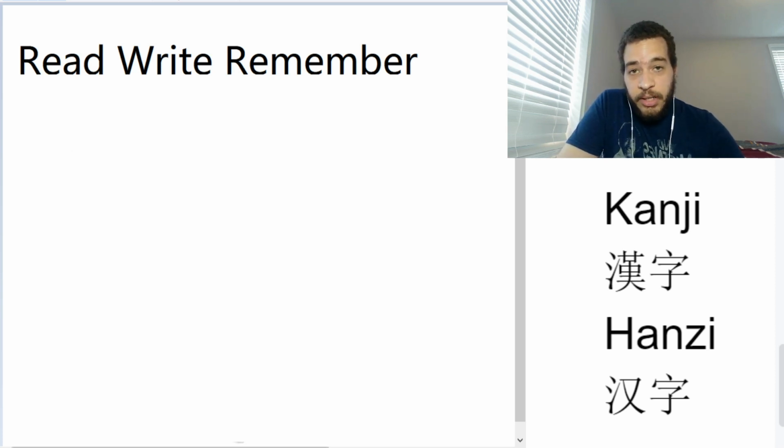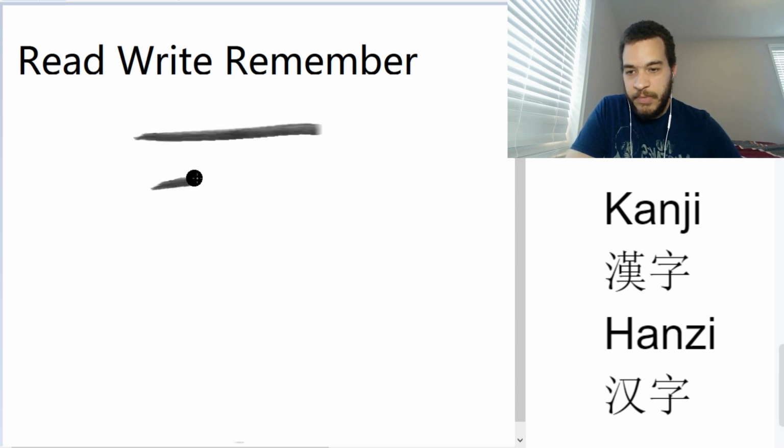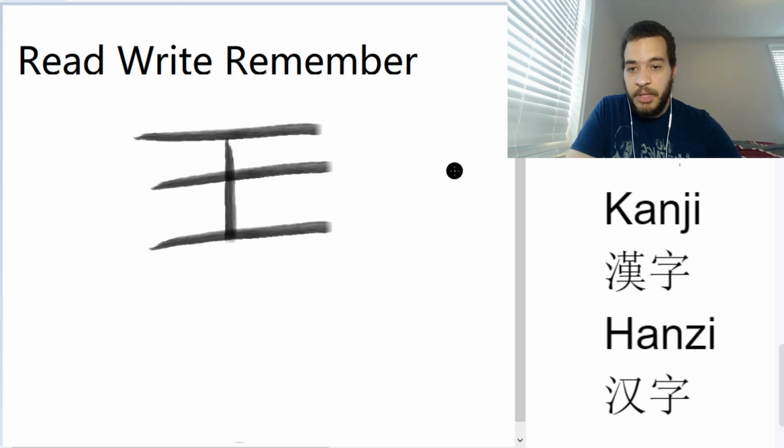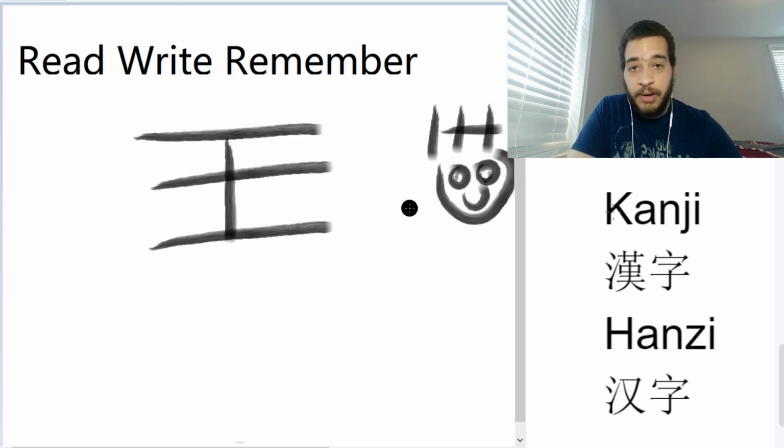Next, we're going to take a look at the character for king in Japanese and Chinese. So let's get our brush here. We're going to start off with two horizontal lines, a vertical line to connect them, and a horizontal line. Boom, we've got king. If you think about it, if we turned it 90 degrees, it would look a little bit like a crown that you might put on a king. All right, a king's got a crown.